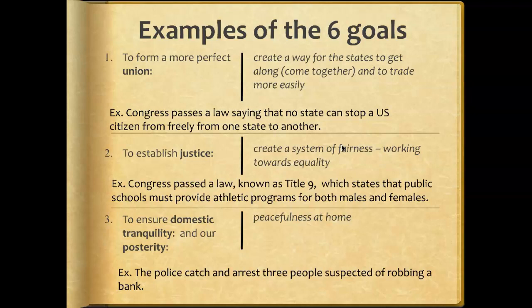Number 2, the second example, an example of these goals is to establish justice. An example, and this happened many years ago now, but Congress passed a law known as Title IX, and in this, trying to establish fairness, this law states that public schools must provide athletic programs for both females and males. And so that idea that you can't just focus on one sex or the other. The third, to ensure domestic tranquility.